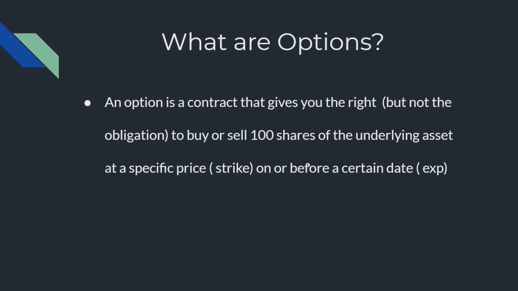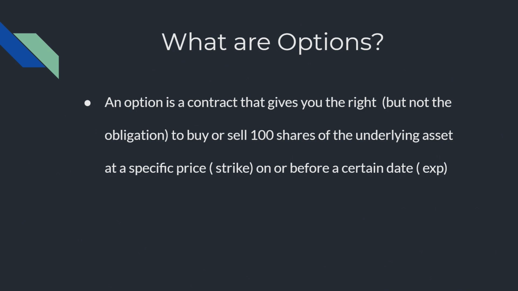The first thing we're going to go over is something simple. We're just going to ask the basic question, what are options? So an option contract is a contract that gives you the right but not the obligation to buy or sell 100 shares of the underlying asset at a specific price, known as a strike price, on or before a certain date, known as the expiration date.